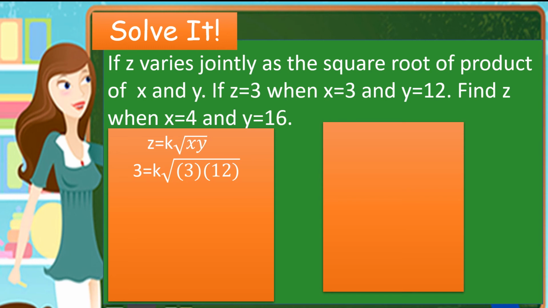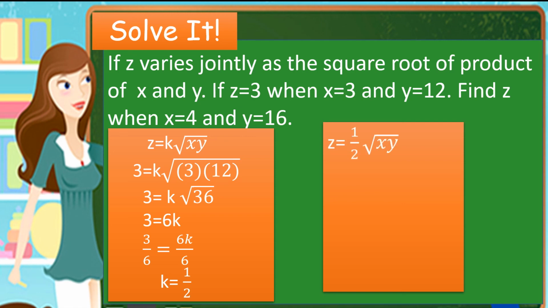So, substitute natin, sa first set natin kukunin. So, 3 is equal to k square root of 3 times 12. Then, simplify, 3 is equal to k square root of 36. So, we have here, what is the square root of 36? So, it is 6. So, 3 is equal to 6k. Divide both sides of the equation by 6. So, the answer is 1/2. So, if we have the value of the constant of the variation, which is k, is equal to 1/2, gagamitin natin siya para ma-solve yung nawawala.